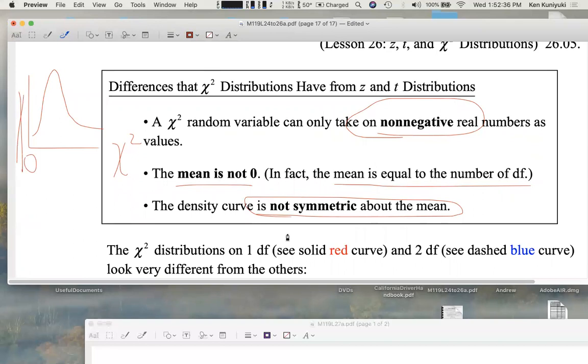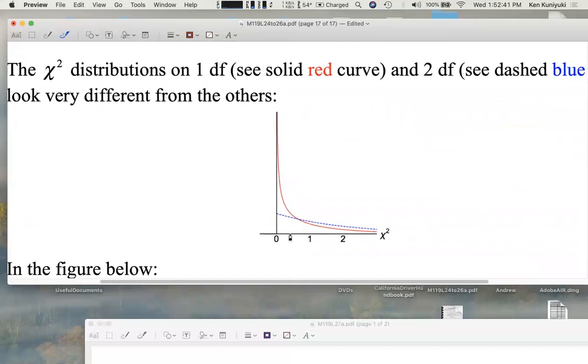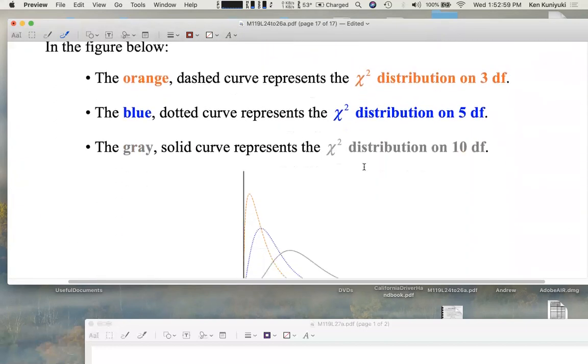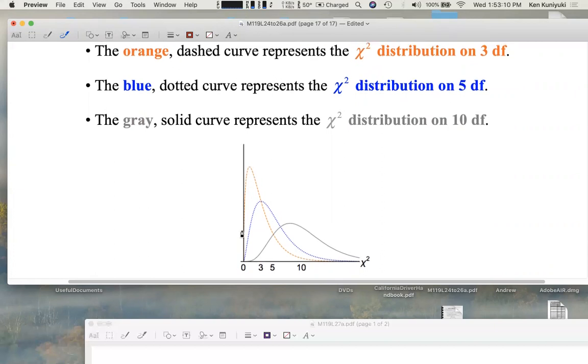So what do some of these look like? Actually, the chi-square density curves on 1 and 2 degrees of freedom look a bit different. They look like slides. So in red, here's the chi-square density curve on 1 degree of freedom. And in blue, here's a chi-square density curve on 2 degrees of freedom. These are like slides. They're a bit unusual because other chi-square curves have a peak that's not on the y-axis. They have a peak that's a bit over to the right. So for example, in orange, here's the curve for a chi-square distribution on 3 degrees of freedom.